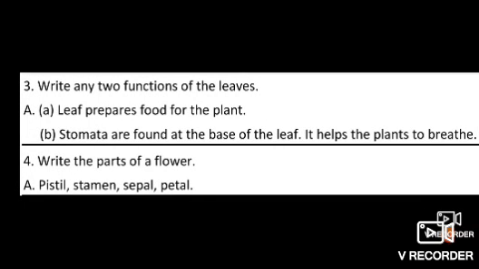Then third one, write any two functions of the leaves. First one, A. Leaf prepares food for the plant.